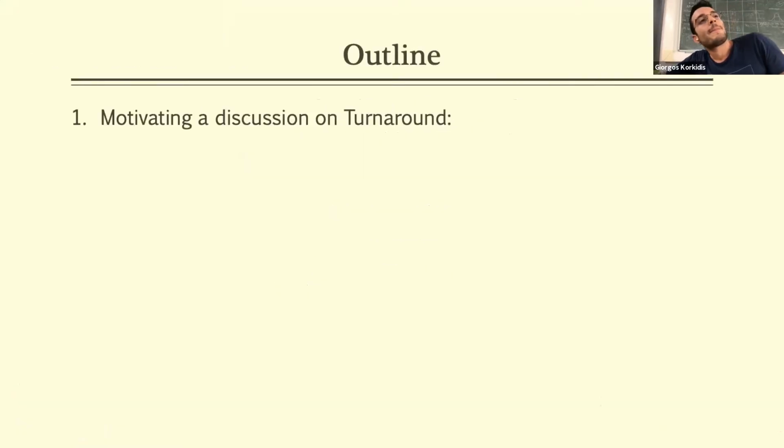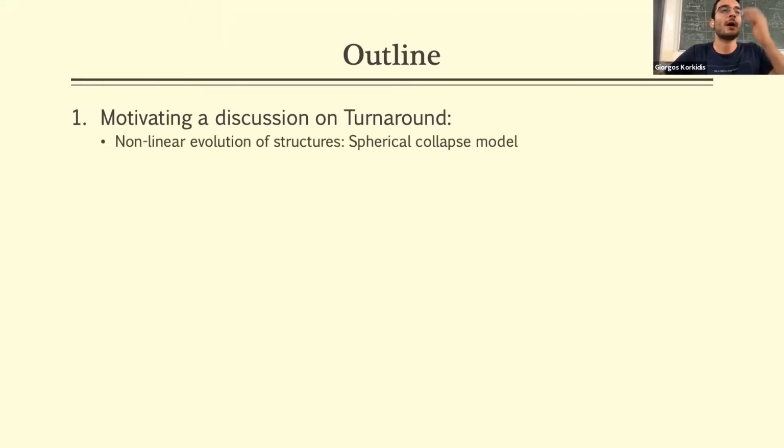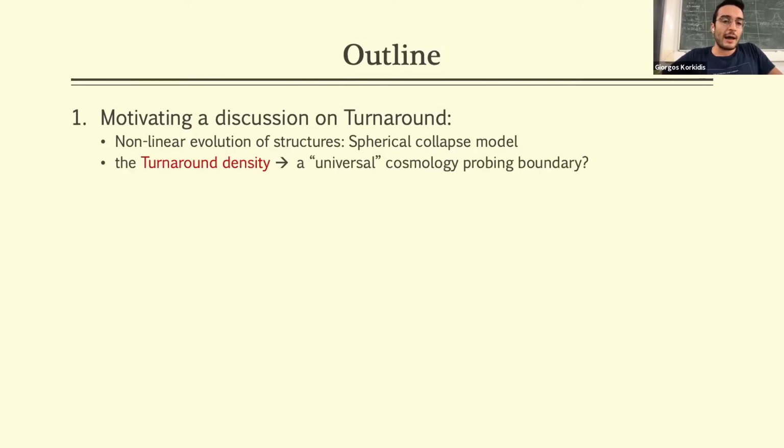So, an outline of the talk. At first, I will motivate the discussion on turnaround, and we will see that the turnaround radius appears quite naturally in the context of the spherical collapse model, which is an analytical model that describes the nonlinear evolution of structures. And there we will see that the turnaround radius, the matter that is enclosed there, and the density that it encloses, works like a universal cosmology-probing boundary.